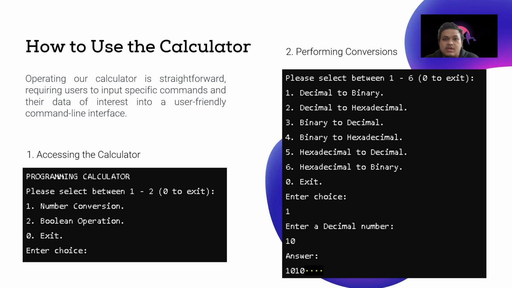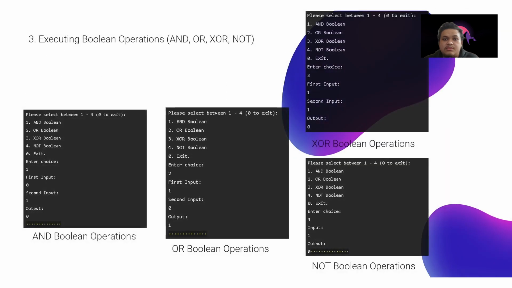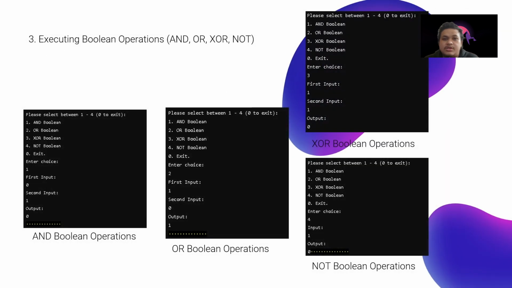In the next slide, I will explain the second choice, the Boolean operation. There are 4 choices that the user needs to choose from, with 0 for exiting the program. First choice is AND, second choice is OR, third choice is XOR, and fourth choice is NOT. The user needs to enter their Boolean operation choice.